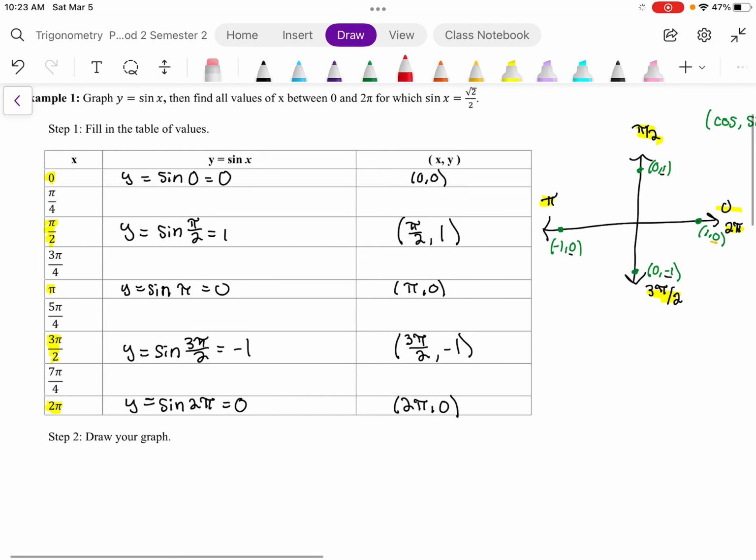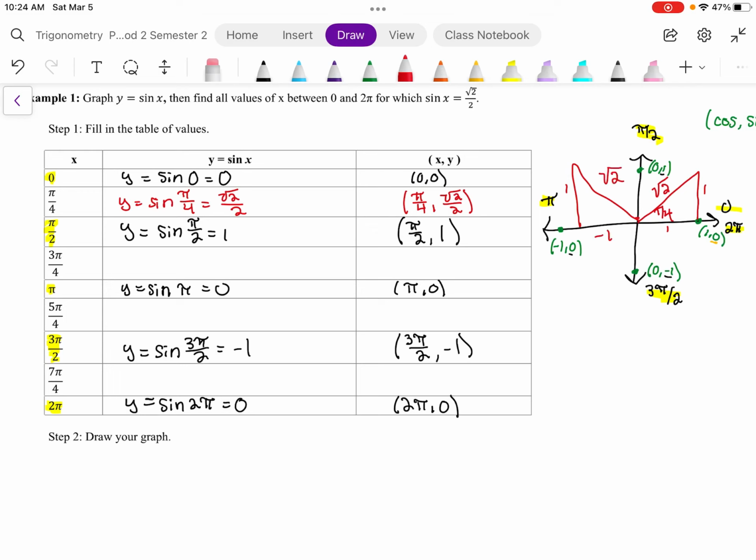Next, it also wanted us to do the sine of pi over 4, which is part of our special right triangle, because pi over 4 is the same as 45 degrees. So we have our 45, 45, 90 triangle. So when we have the sine of pi over 4, that's going to be equal to the square root of 2 over 2. And you'll notice the next one that we have to fill in is 3 pi over 4. And we're going to do the same thing using our 45, 45 triangle because our reference angle is pi over 4 still. So if we have y equals the sine of 3 pi over 4, that's going to be positive square root of 2 over 2 again.